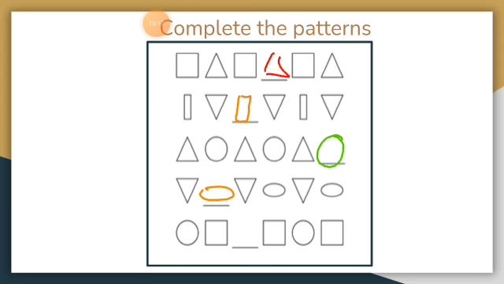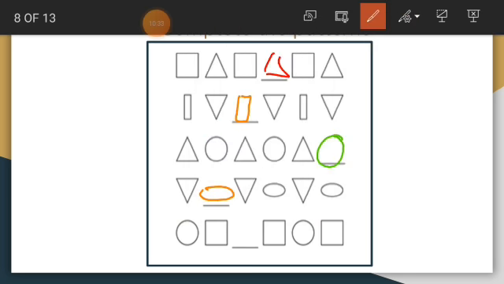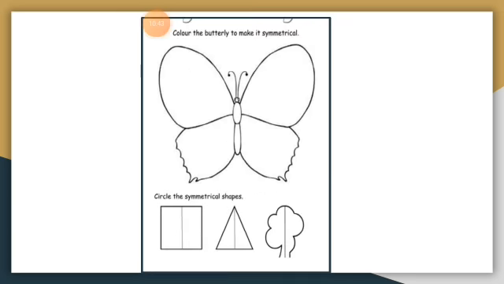Very good. Now look at the last one. Now see the shape from your right side. Square, circle, square. What will come over here again? Circle. Very good. Now let's draw the circle over here. Okay, this is how we will complete the pattern. Now move to the next slide.